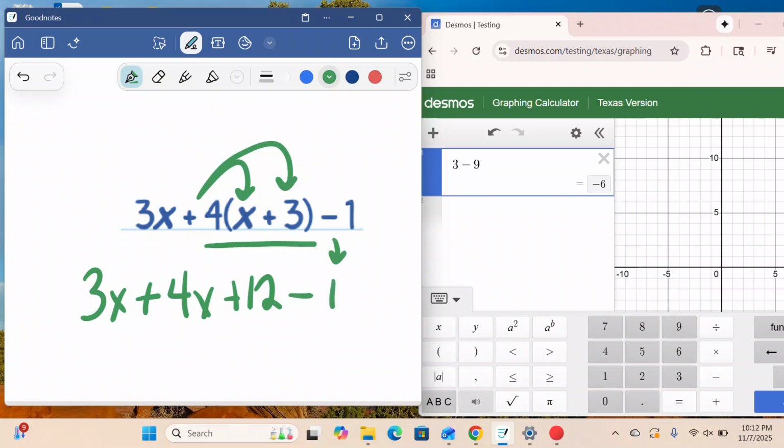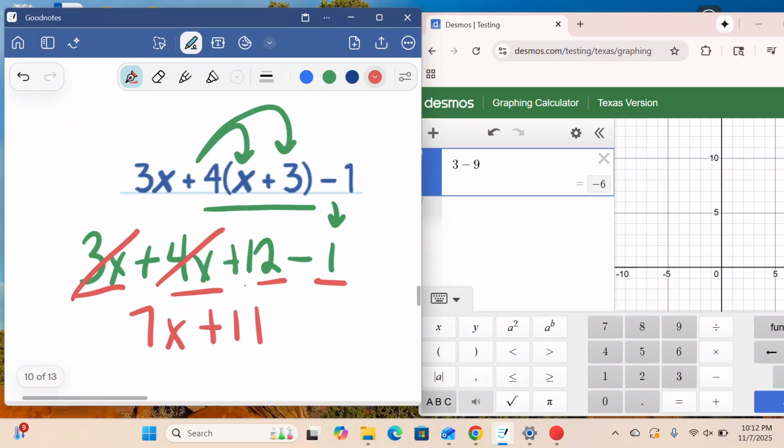And then I'm going to combine like terms. I'm going to add the 3x plus a 4x, which gives me a total of 7x. That gets rid of my x's. Is there any more x's to combine? Nope. So then I have 12 minus 1. 12 minus 1 is 11. So that is a positive 11, and that is my finalized answer. I cannot combine chickens and cows. So that is my answer.